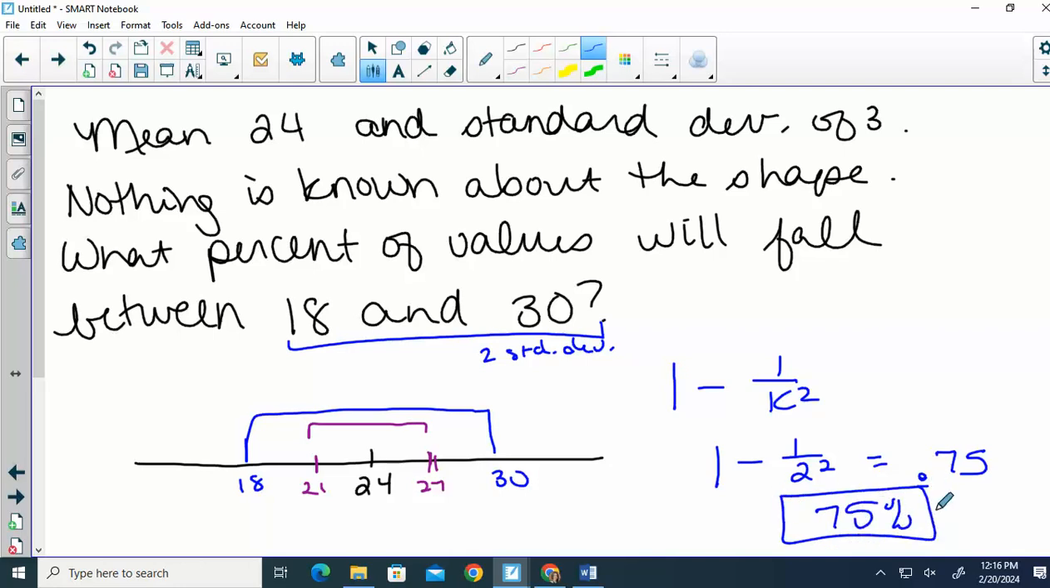If I had told you this data was bell-shaped, then what percent would fall between 18 and 30? 95%. If I said it's bell-shaped, you could look at the empirical rule, and it says 95% in 2 standard deviations.